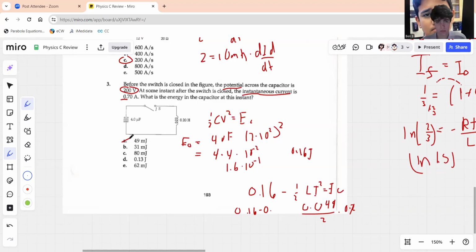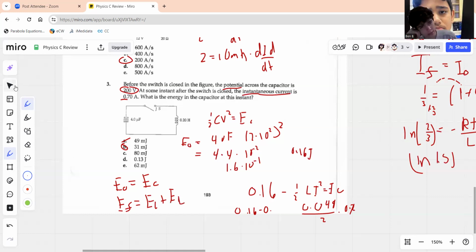Does anyone have a calculator so they can do it? I did it last night and it was 31. Yeah, that's just the expression. So energy initial equals E of the capacitor. Energy final equals E of the capacitor plus E of the inductor.